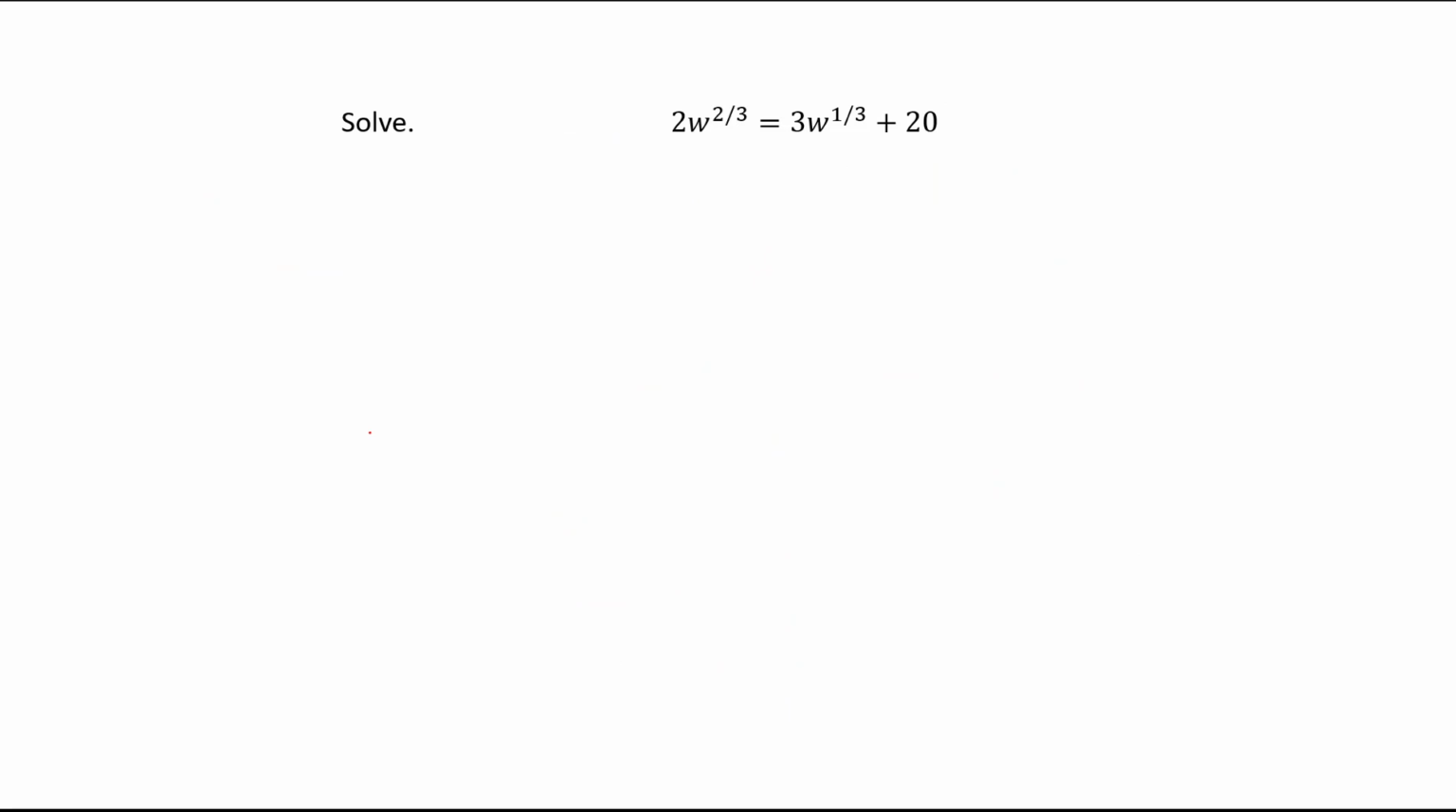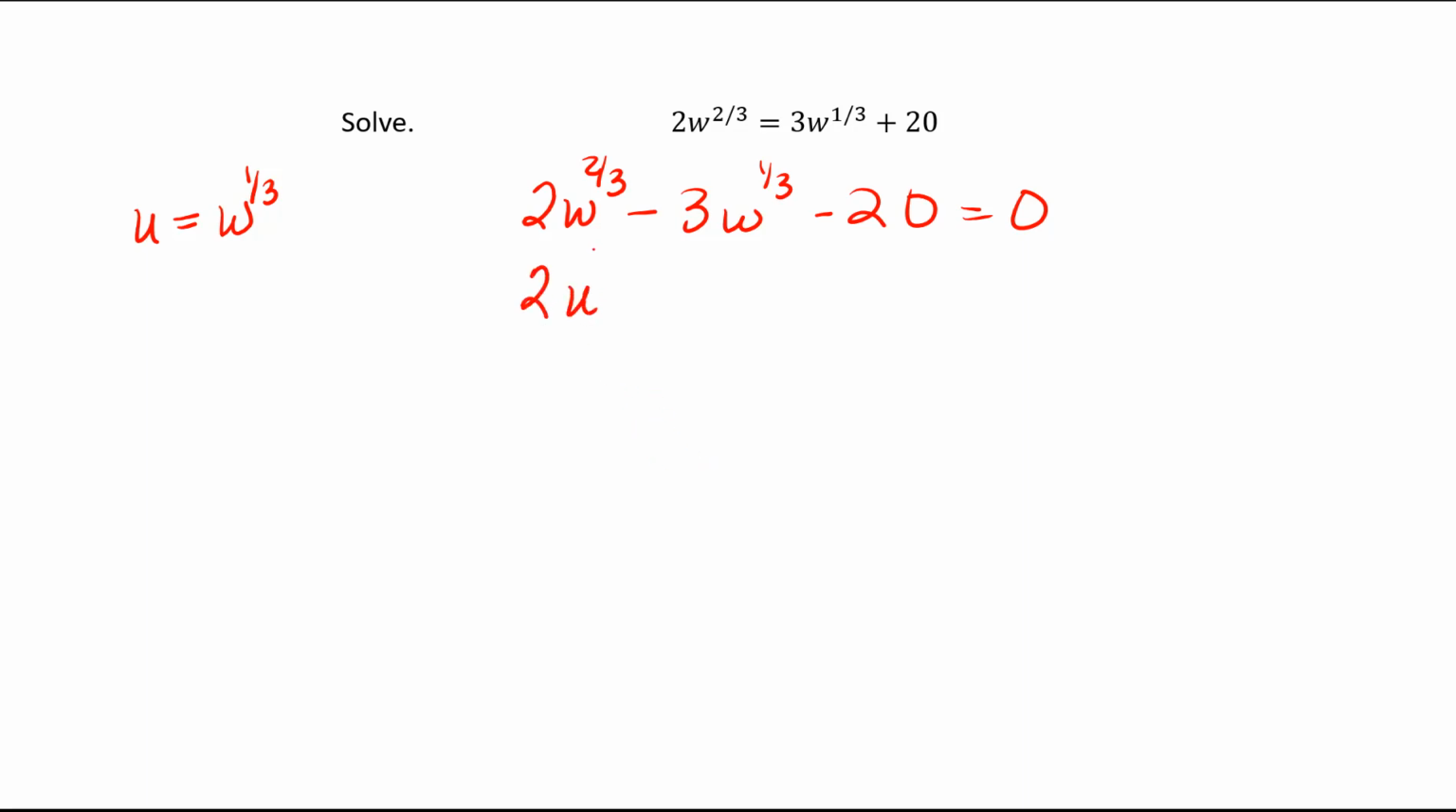Okay, here's another one that looks like a quadratic. If I get everything on one side, 2w to the 2/3 minus 3w to the 1/3 minus 20 equals 0. I can notice this looks like a quadratic if I change w to the 1/3, if I call that u. So w to the 1/3, if I call that u, then this equation is 2u squared minus 3u minus 20 equals 0. And that's an easier equation to deal with.